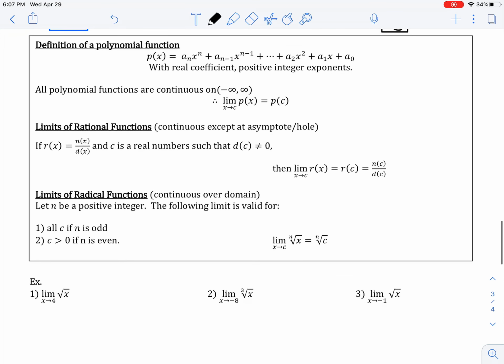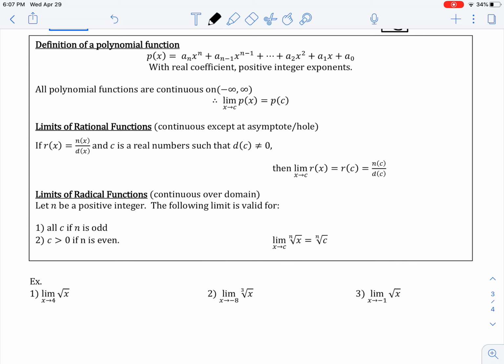All right. Now, here below, I've got a couple of definitions and reminders about some specific types of functions, like polynomial functions and rational functions and radical functions. And this isn't just to recap, but just to kind of remind ourselves about the nature of these functions and how they affect our ability to apply direct substitution.